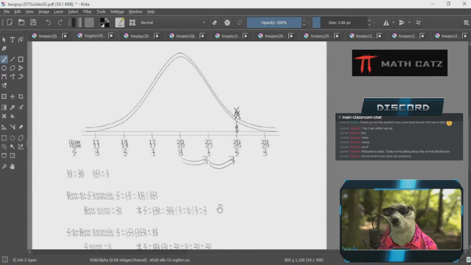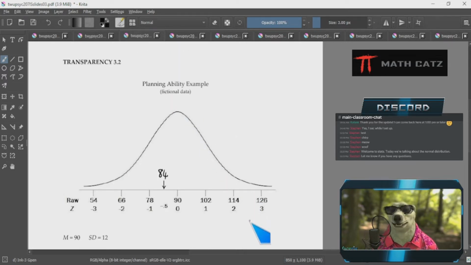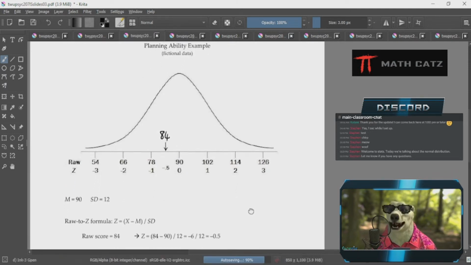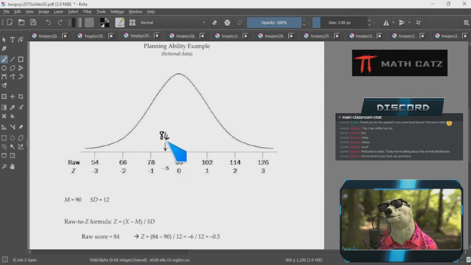Well, first, before I do that, let's backtrack and look at the other one before I flip the direction. Here we have the same formula. We want to, for example, look at a raw score of 84. What does that mean? Where does that sit? Instead of every time saying, well, the mean is 90 and the standard deviation is 12, so that means I'm sitting a little bit to the left. How far to the left? The z-score captures all of that right away.